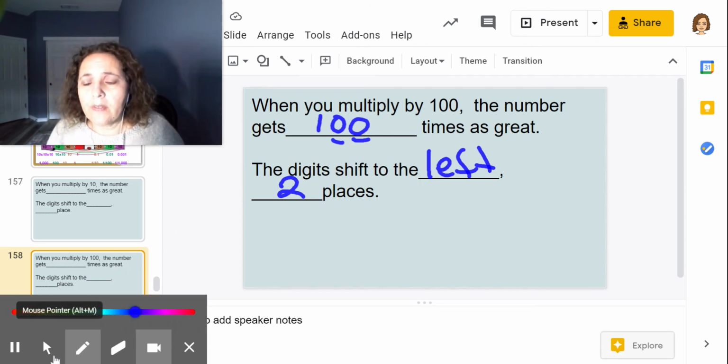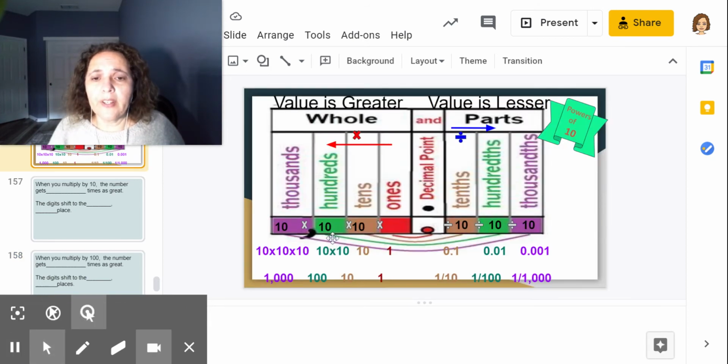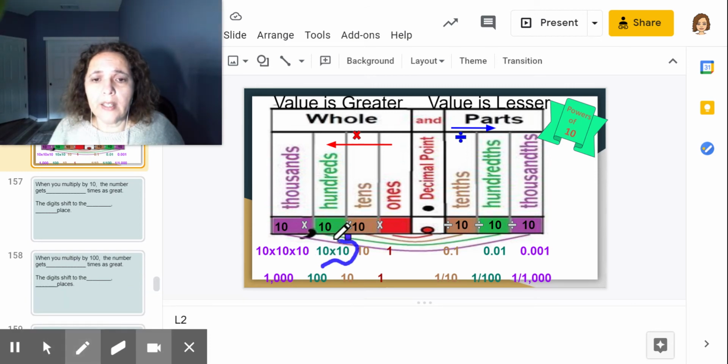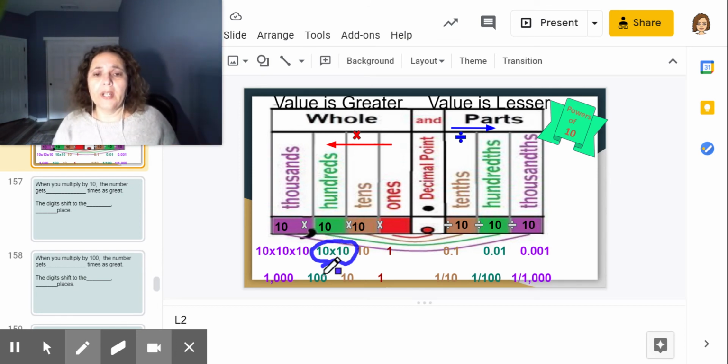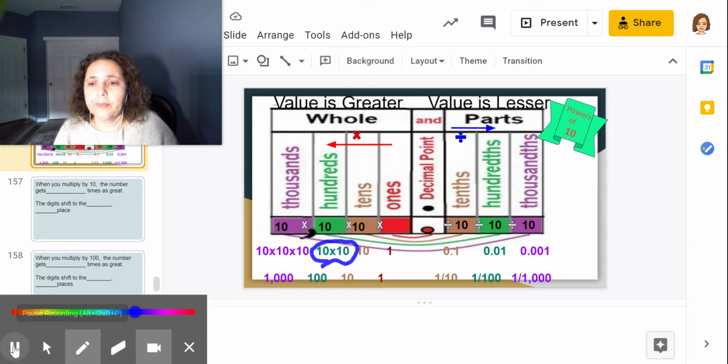If I look at my place value chart, okay, looking at my place value chart, right? When I multiply by 100, I have 2 tens. So every time I multiply by 100, I'm increasing it 100 times, or 2 tens, right? 2 places it's moving over.